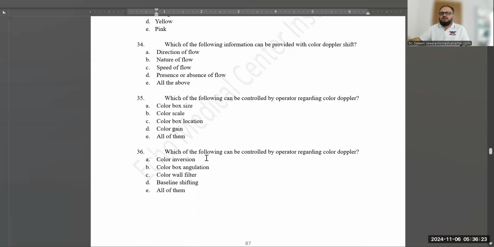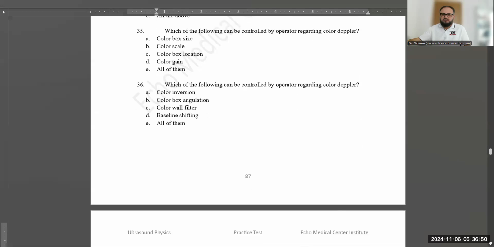Next, which of the following can be controlled by the operator regarding the color Doppler? When you do a color Doppler study, which one is the correct option? Is it color inversion, color box angulation, color wall filtering, baseline shifting, or all of the above? Yes, I will also select all of the above. So all these four options are controlled by the operator. They are controllable or adjustable by the operator.